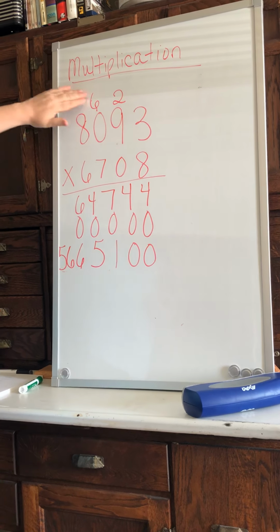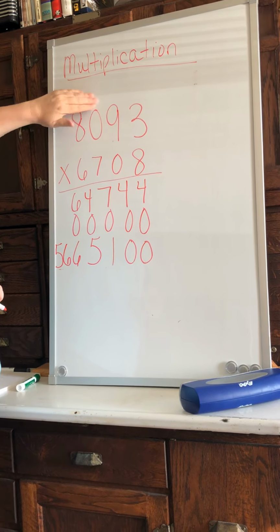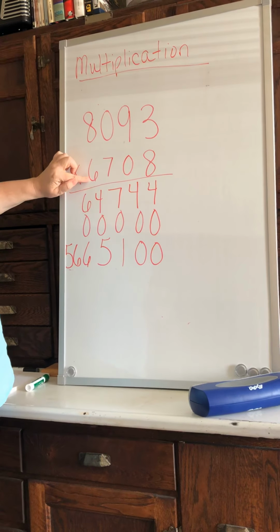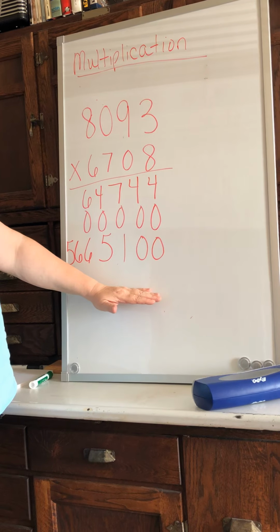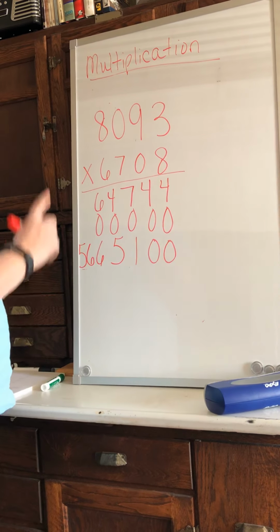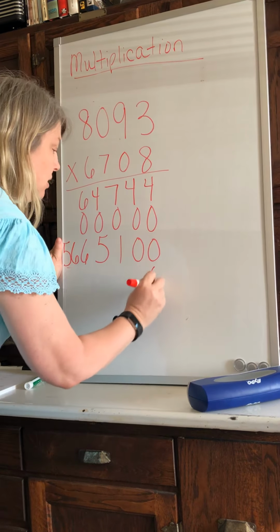All right, last number. I'm going on to the fourth number, so how many zeros do you think I'm going to place down here? Well, I'm going to be placing 3 zeros.